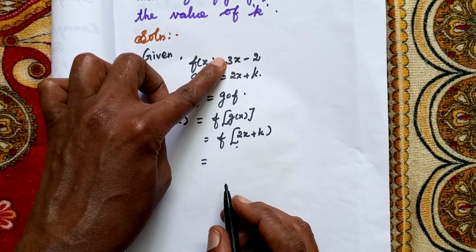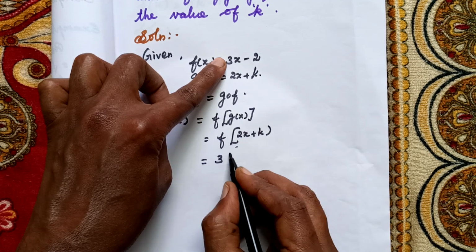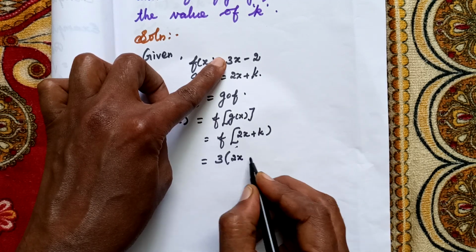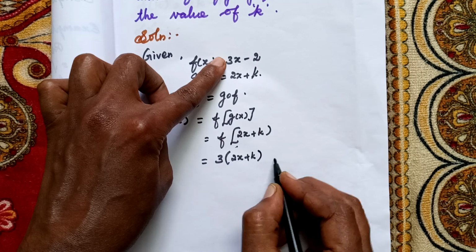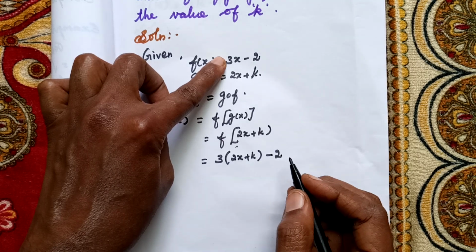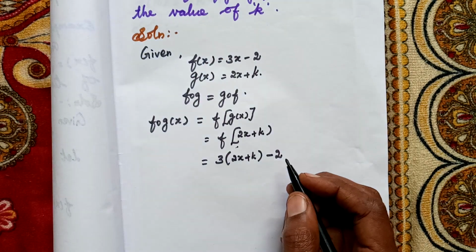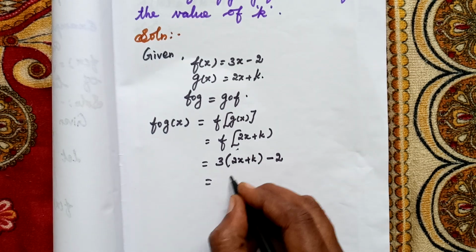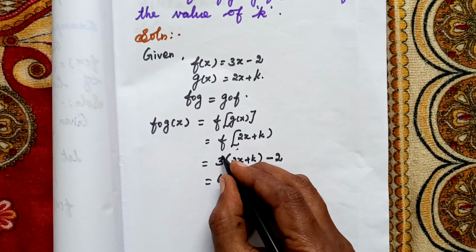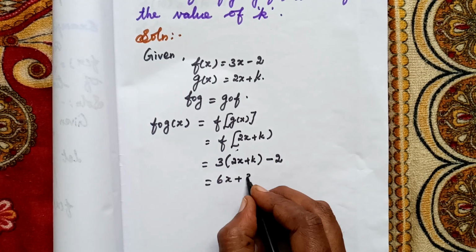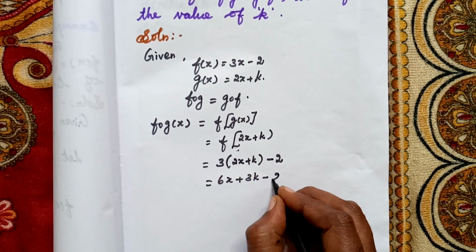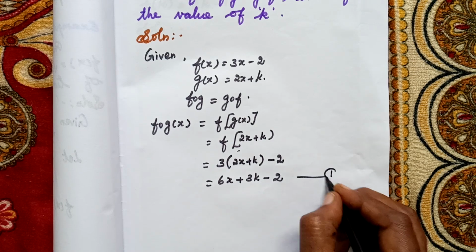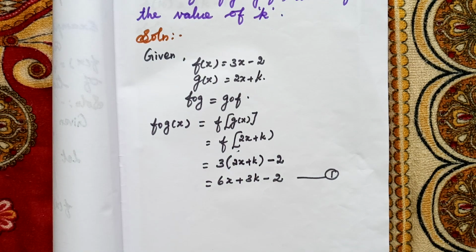So, what will we get? 3 into 2x plus k, minus 2. Multiply inside: 3 twos are 6x, 3 ones are 3k, minus 2. So f composite g of x is 6x plus 3k minus 2. This is equation 1.